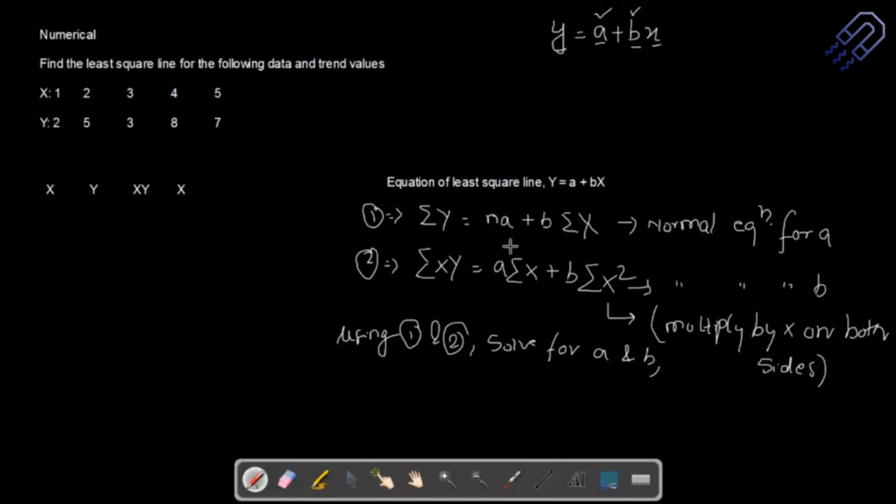This is the first equation that we have, and this is the second equation that we have, where we multiply both sides by x, and we have two equations. Then we can solve for a and b. Once we solve for a and b, we can fit that curve.